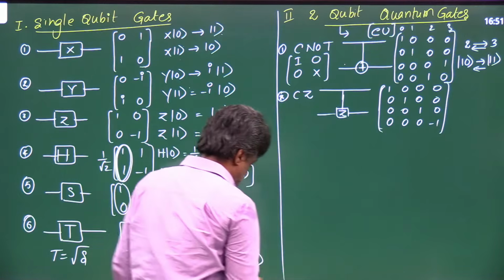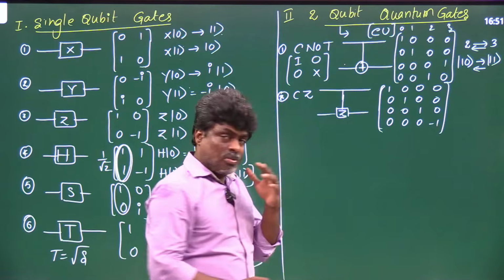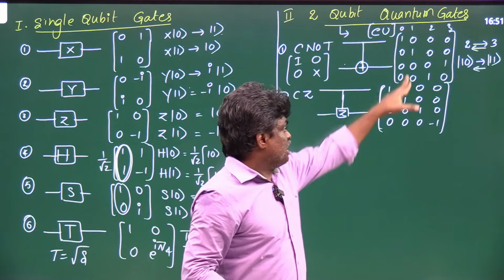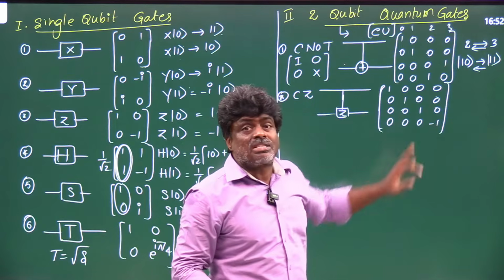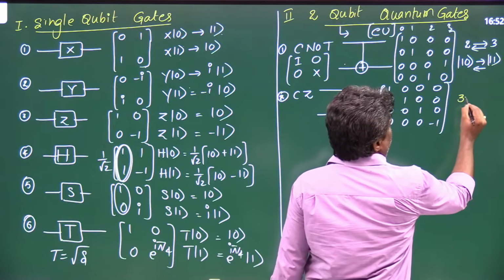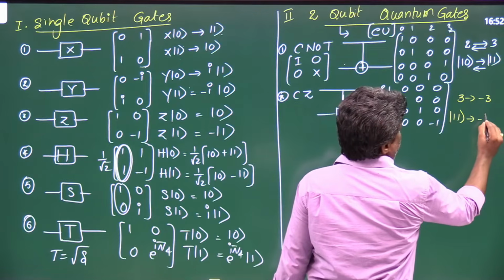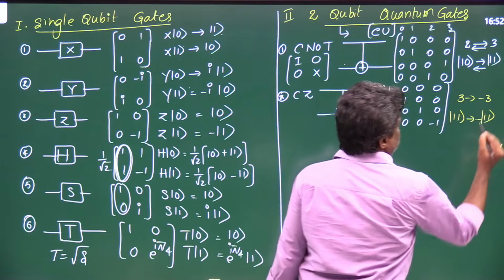Now no need to remember anything. Just follow my technique. Compare with the identity matrix. No change, no change, no change. The last one is 3. 3 becomes minus 3. That is, 1 1 becomes minus 1 1. I hope now you understand.